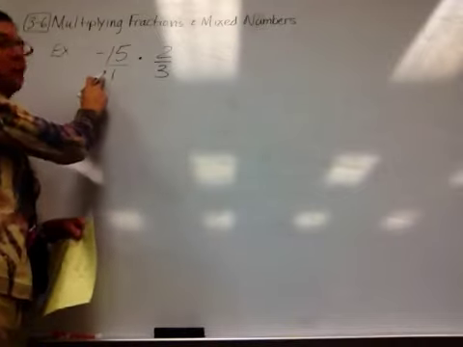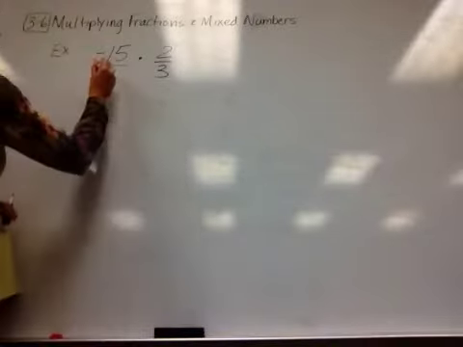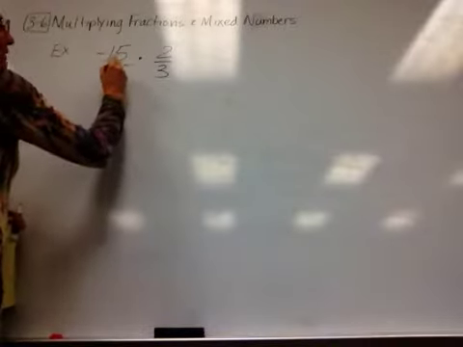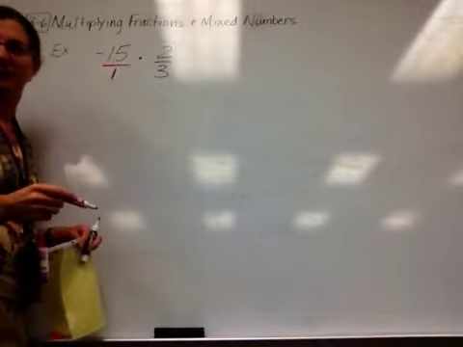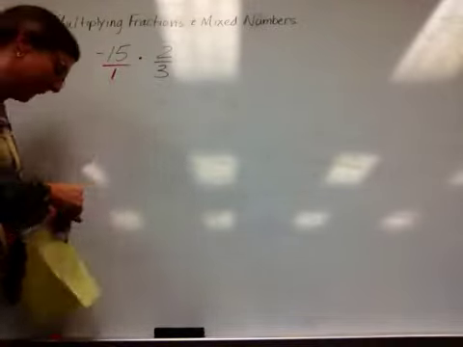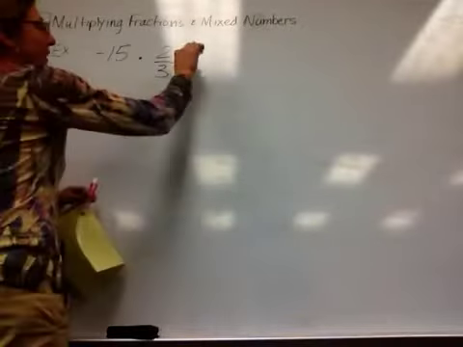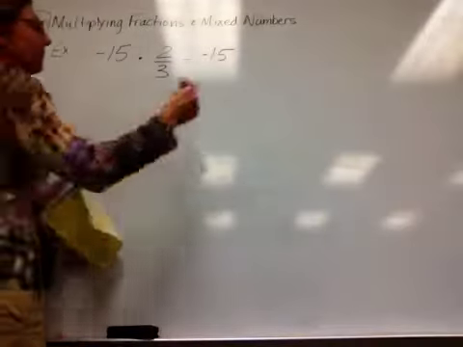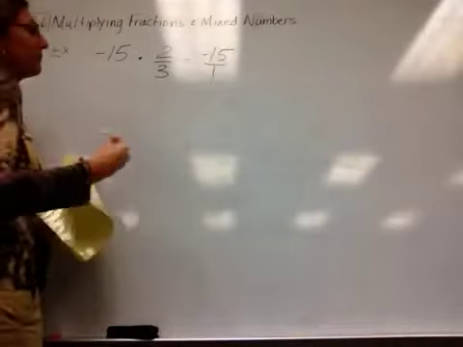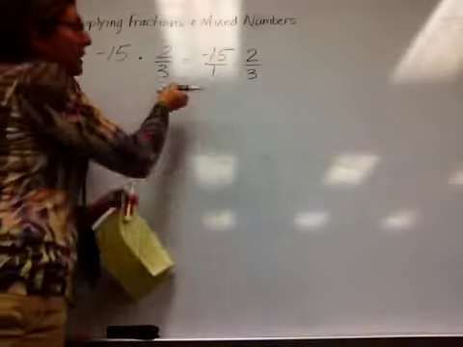Negative 15 divided by 1 is negative 15. So I haven't changed anything. All I've done is put that as over 1. I'll put it in red so you can see the original problem was negative 15 times 2/3. In fact, I'm going to rewrite it like this so you can keep the original problem and say, okay, that's equal to negative 15 over 1 times 2/3. And now we're going to multiply straight across.